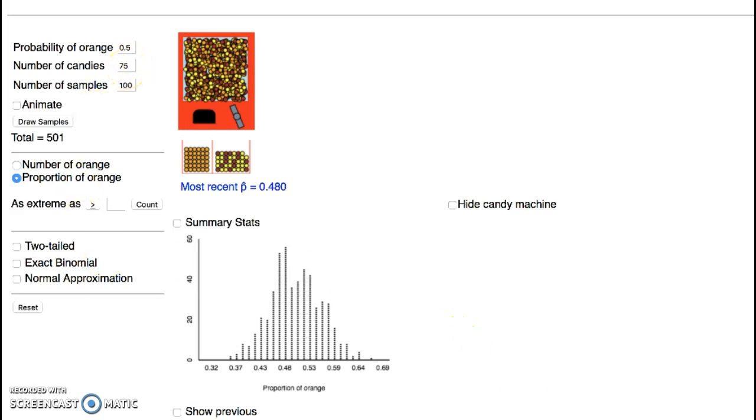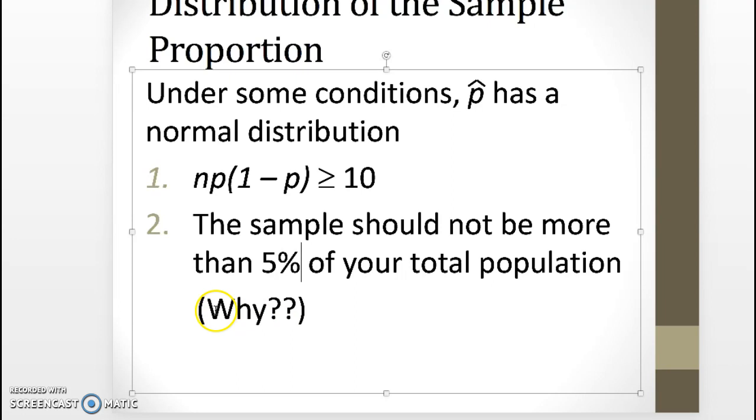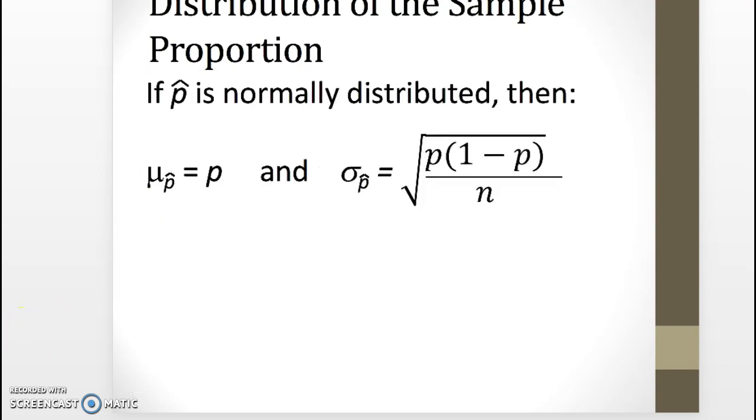So let's go back to those slides and look at our formulas. Conditions are met, we have p-hat is normally distributed, and there's two formulas, one for the mean and one for the standard deviation. The standard deviation formula is sort of similar to the 8.1 in that we have a part up here divided by the square root of n.